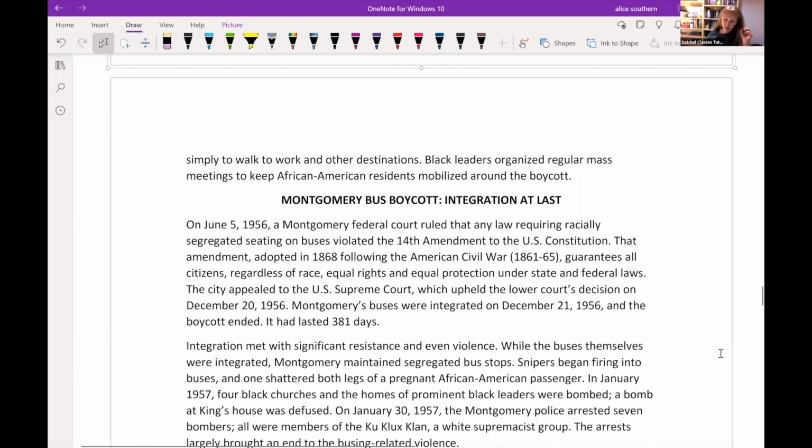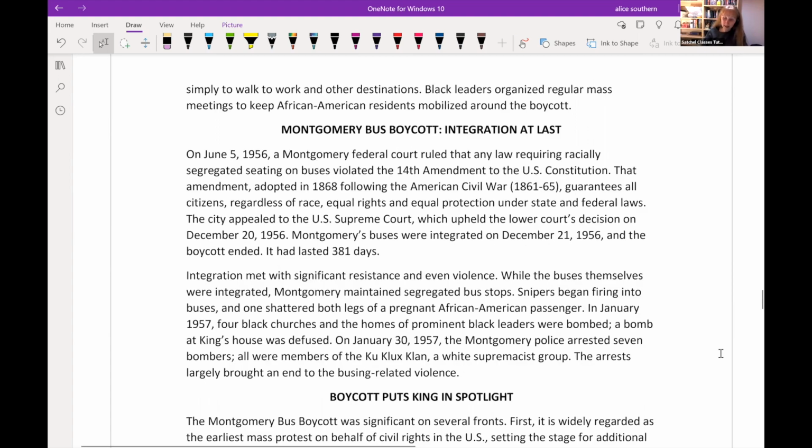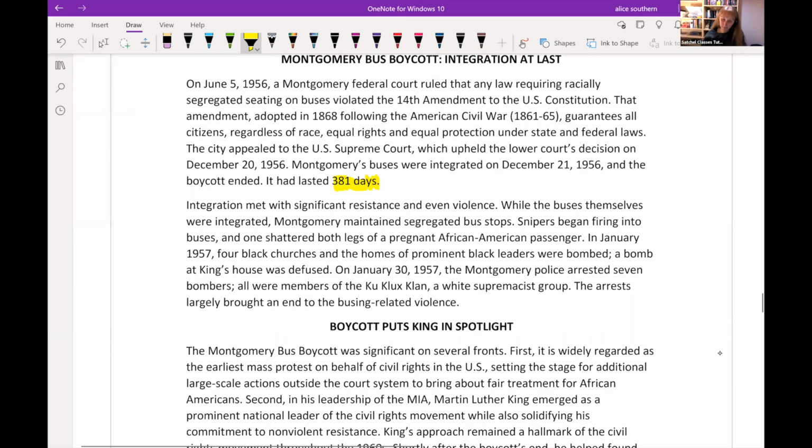So on the 5th of June 1956, they ruled that any law requiring racially segregated seats on buses violates the amendment to the Constitution, and therefore the boycott ended on the 21st of December 1956, and it had lasted 381 days. So this isn't like we're not going on the buses for a week. This is over a year. So the bus companies are obviously losing a lot of money during this time.